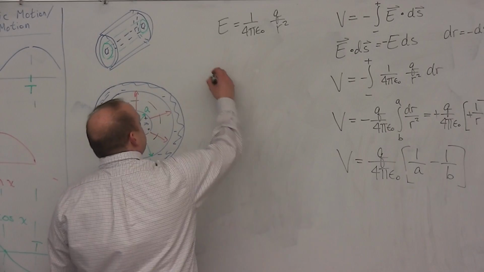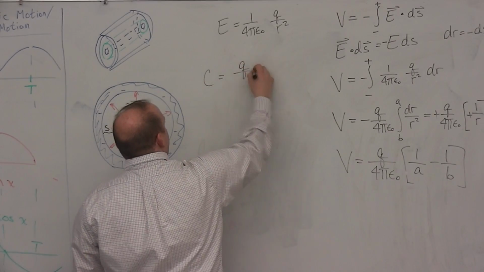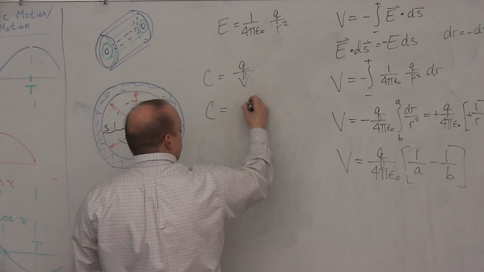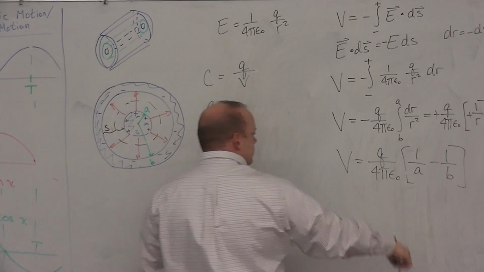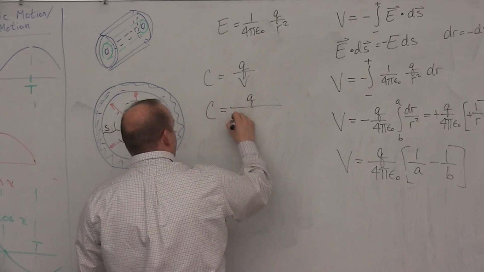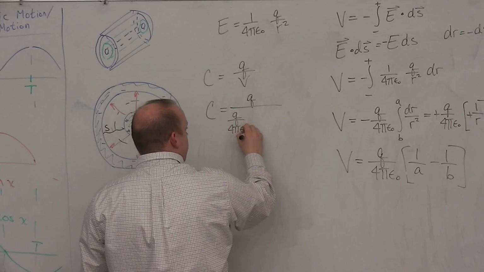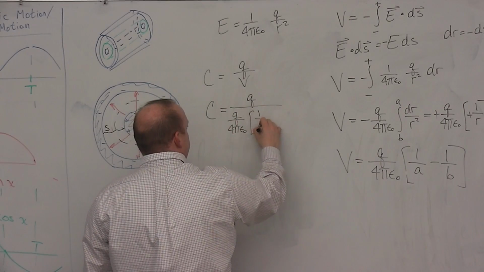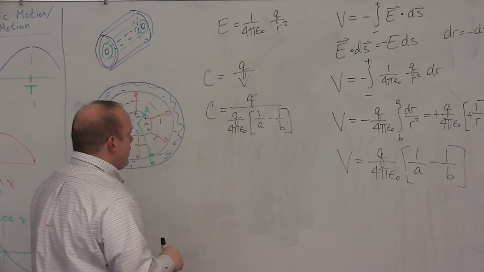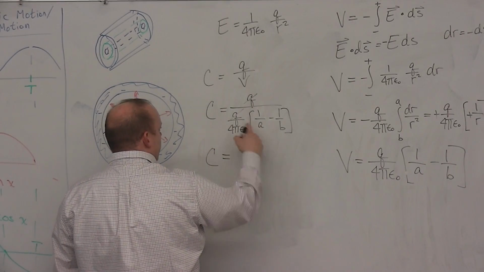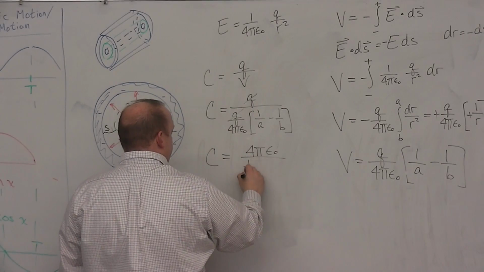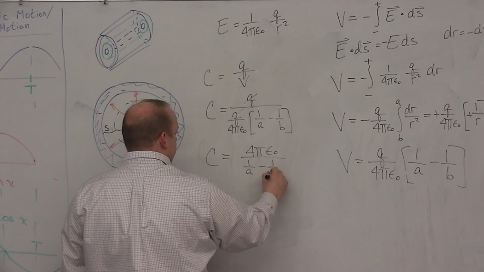So now my capacitance, again, is just Q over V. So now my capacitance will equal, now we can, well, let's see what I have now. Q over 4 pi epsilon naught, 1 over A minus 1 over B. Q's drop, okay? So I rearrange, I wind up with 4 pi epsilon naught times 1 over A, divided by 1 over A minus 1 over B.